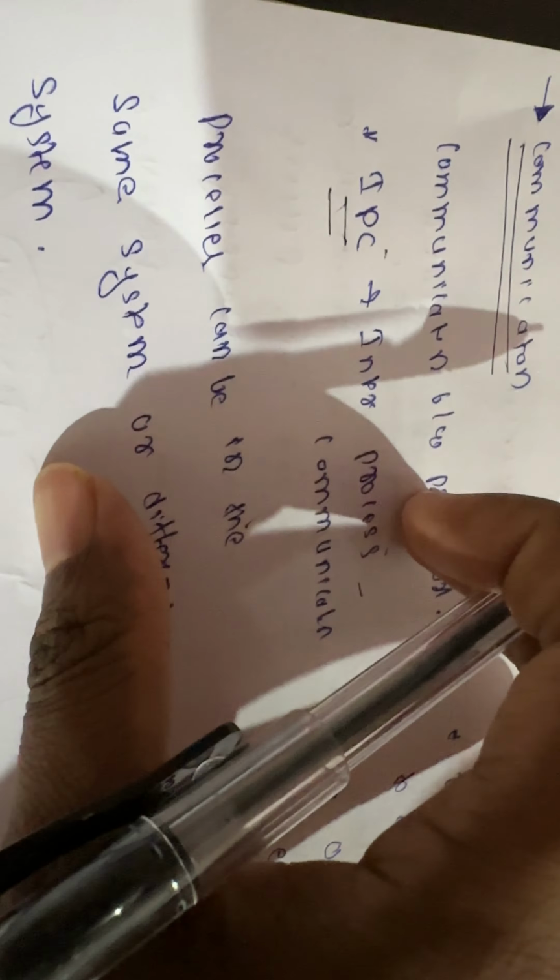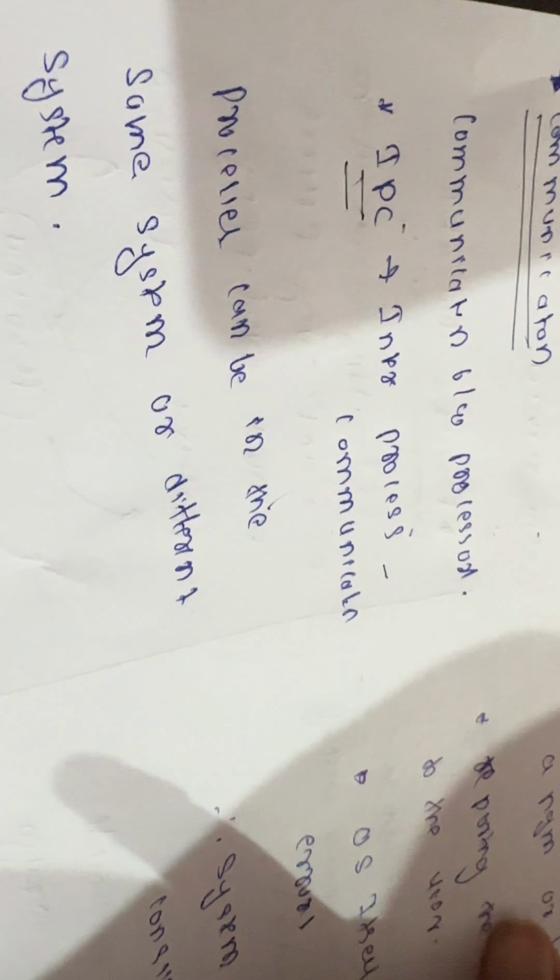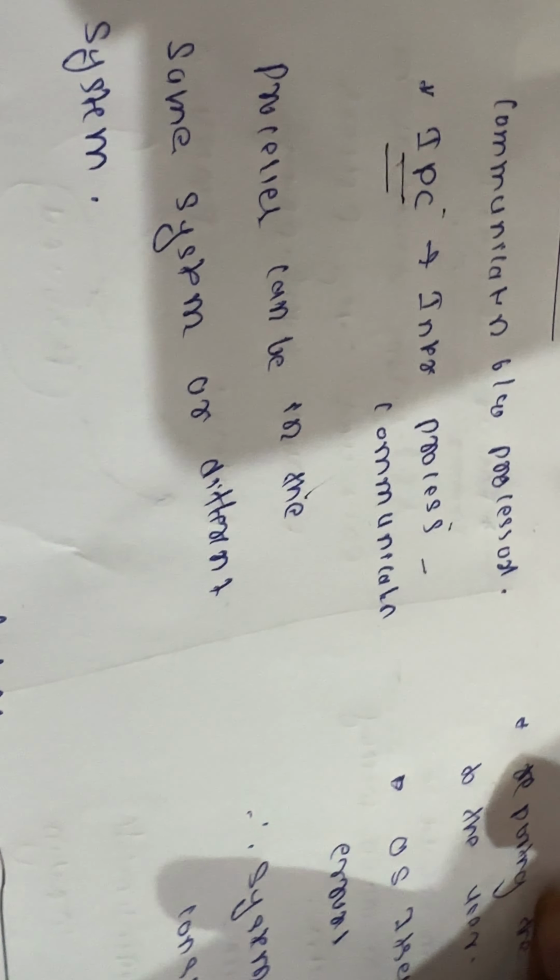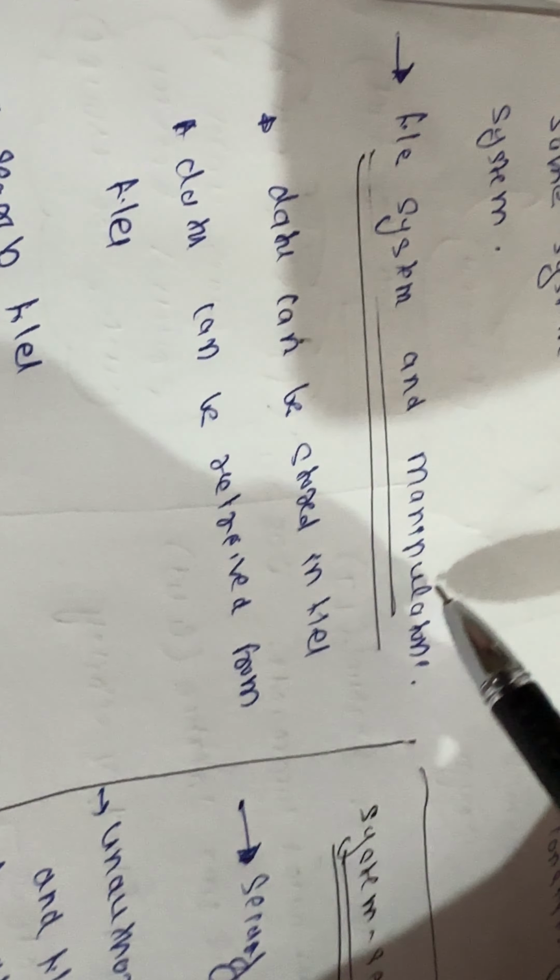That is communication. So program execution was there, and the second was the user interface. Then we talked about input output, then communication under the user services. Then we have file system manipulation.